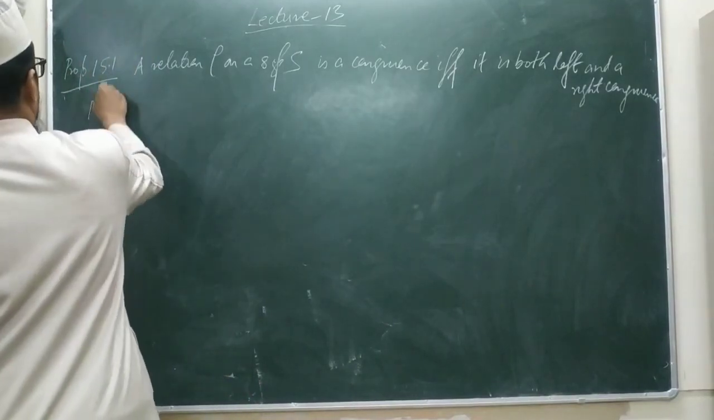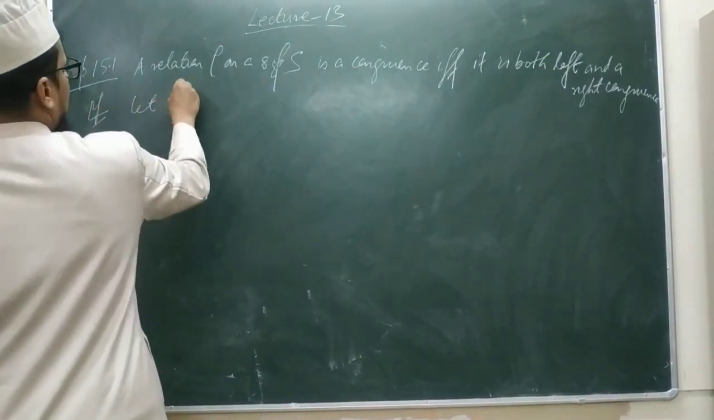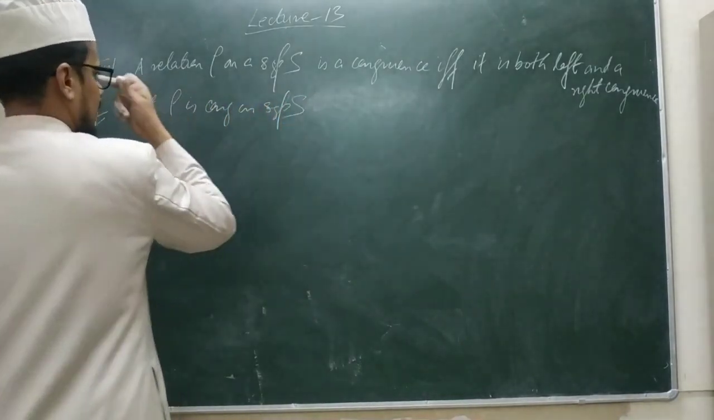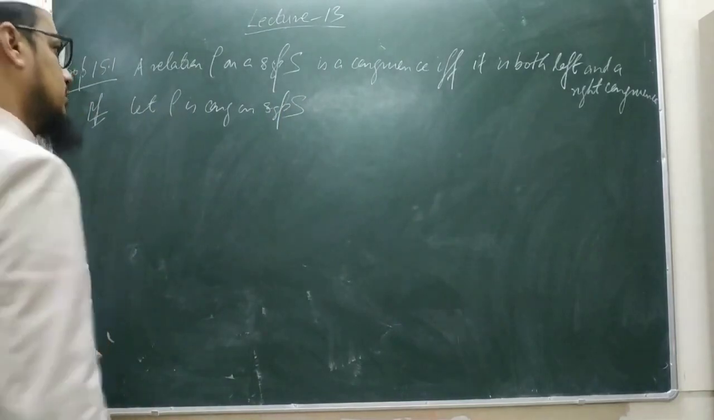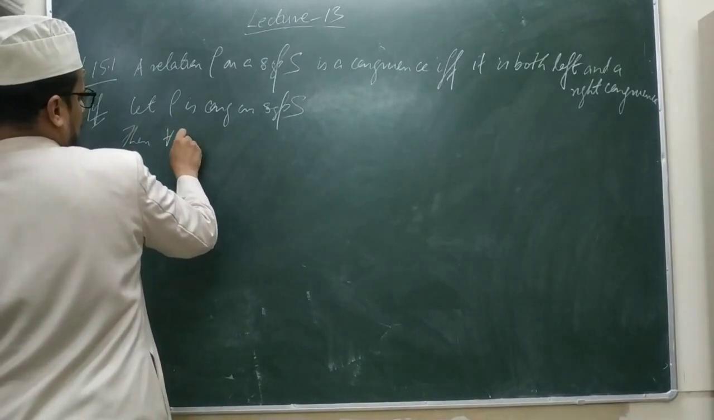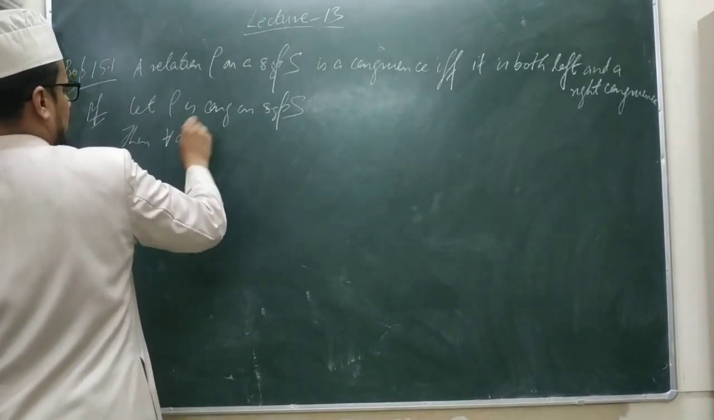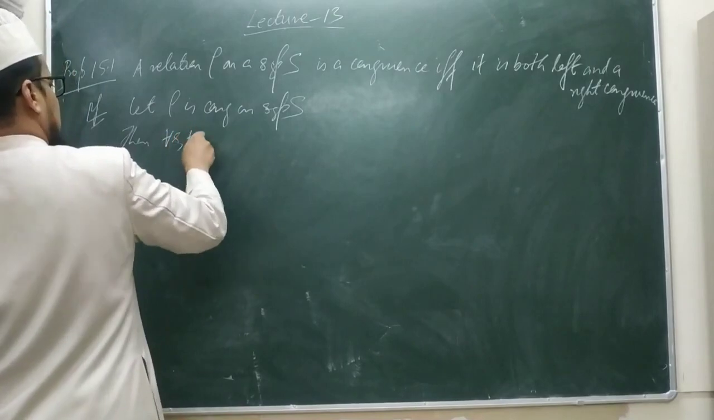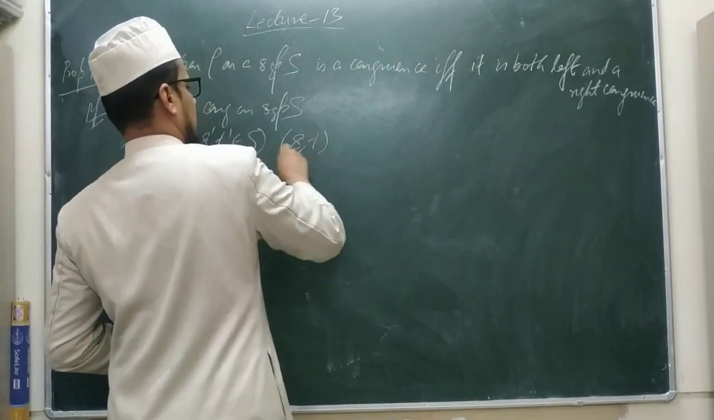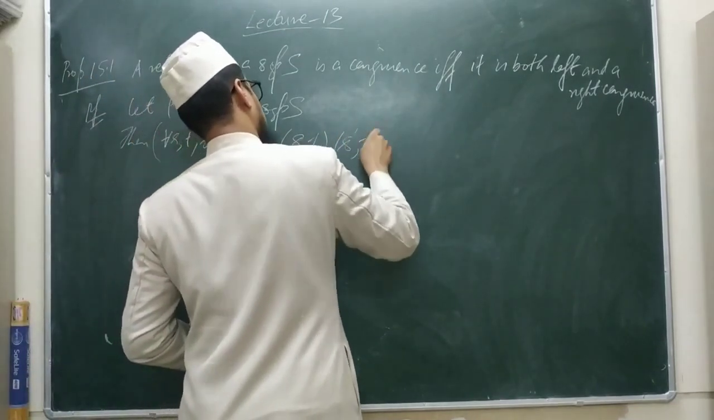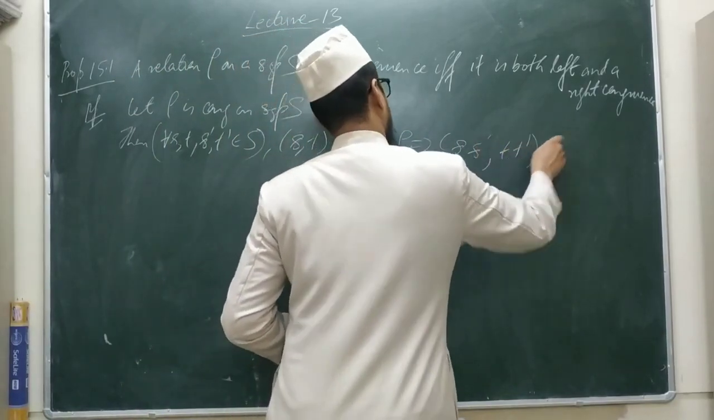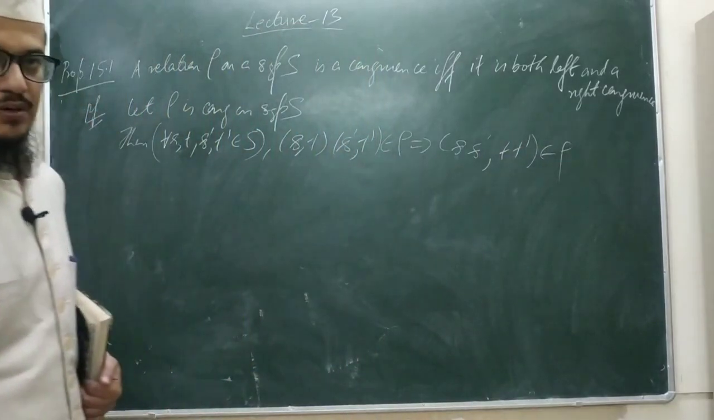That is the proof. Let rho be a congruence on semigroup S. Correct? Then for every s, t, s', t' belonging to S, (s, s'), (t, t') belonging to rho implies (ss', tt') belongs to rho. This is by definition of the congruence, correct?